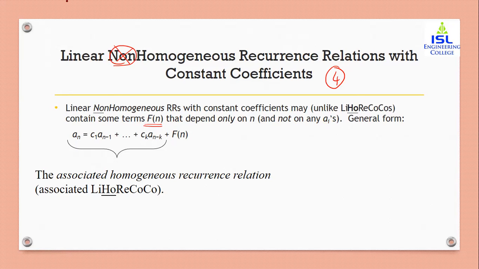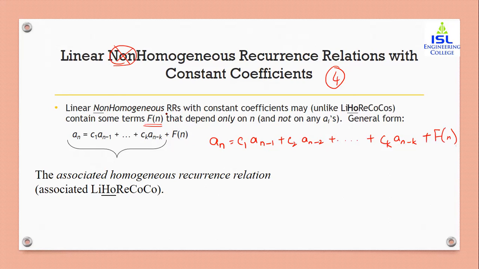Now, a linear non-homogeneous recurrence relation with constant coefficients contains some term f of n that depends only on n. The general form of the equation will be a_n = c1 a_{n-1} + c2 a_{n-2} + and so on up to ck a_{n-k} + f(n). We may have one term, two terms, or k terms, plus a function f of n that depends only on n. This is the general form.